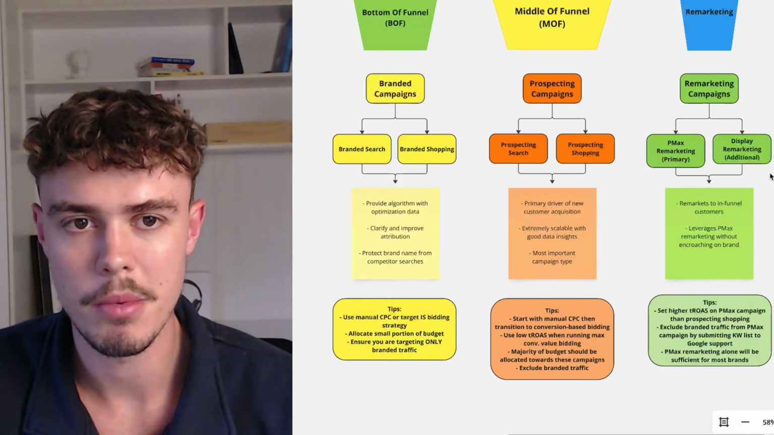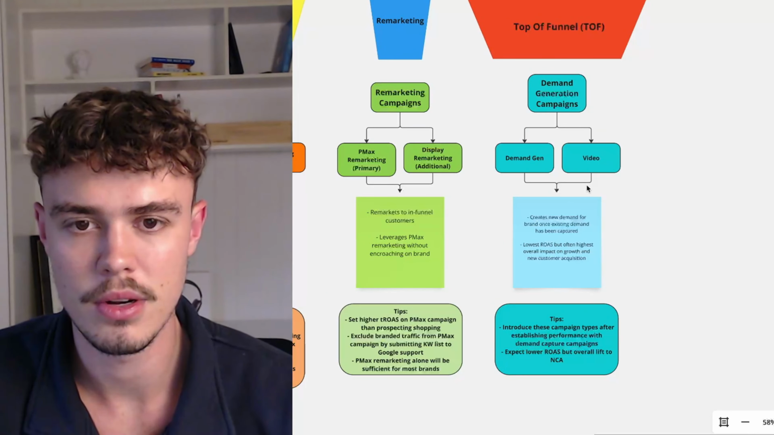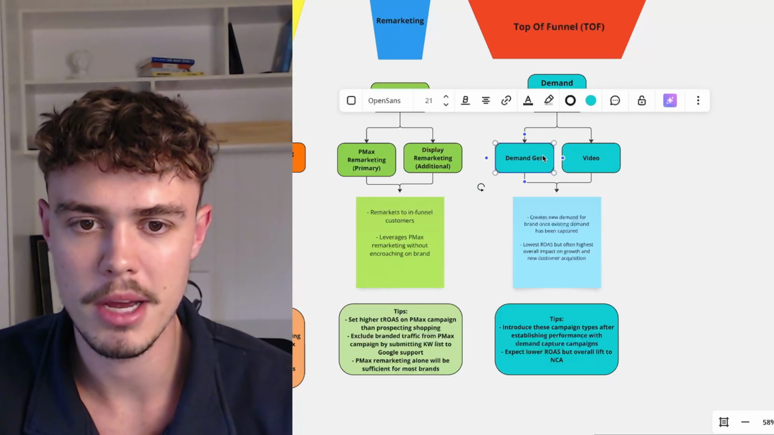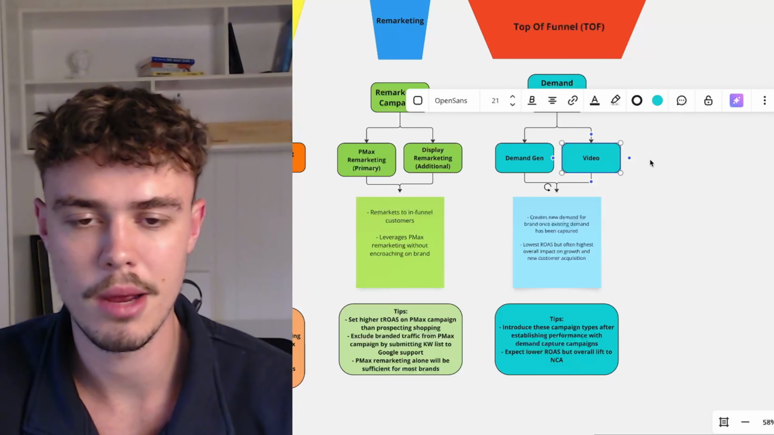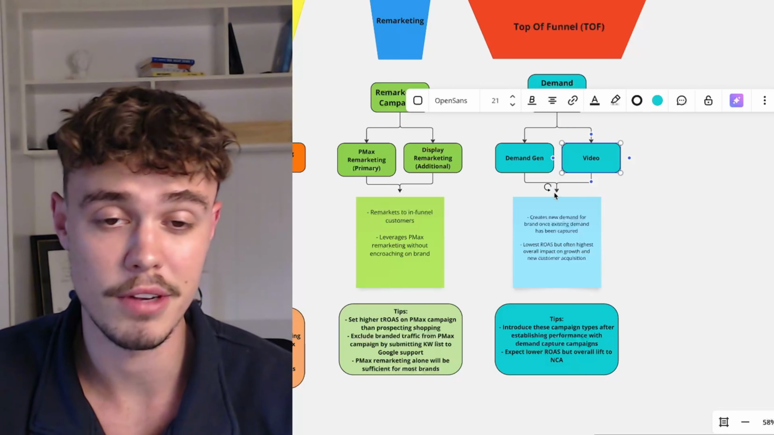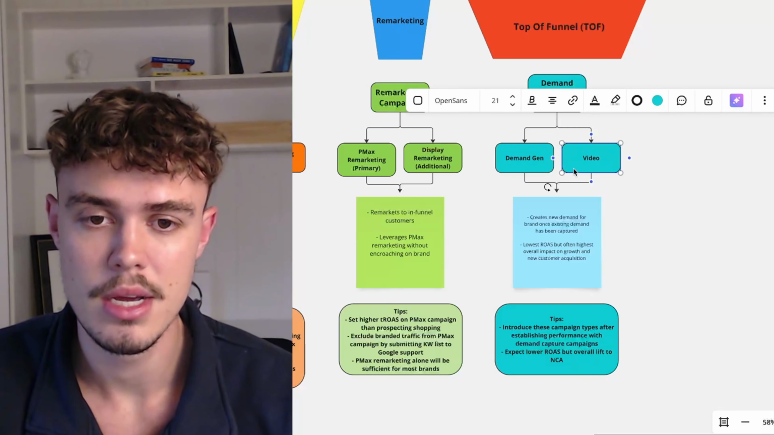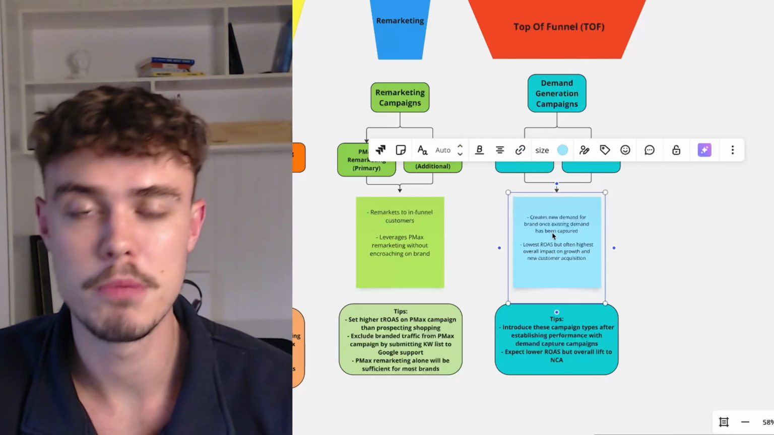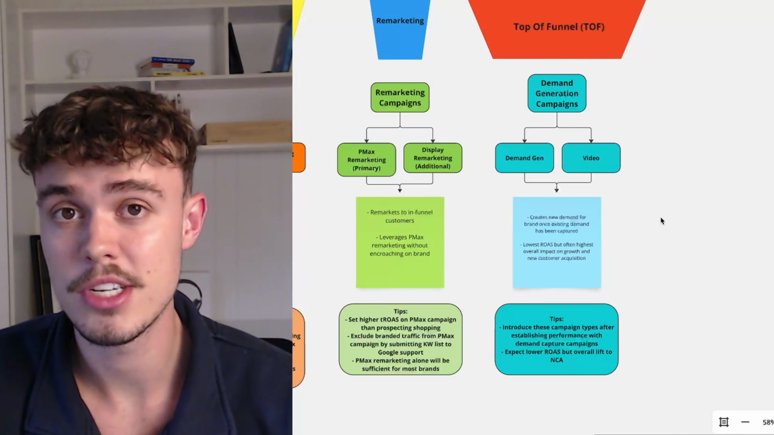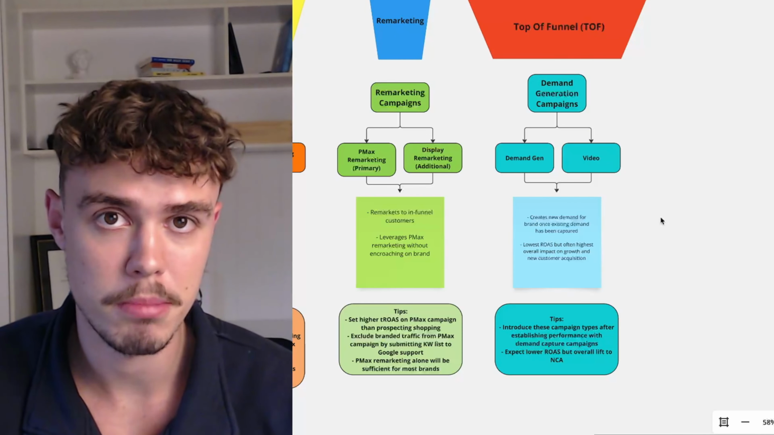So when we come over here to our top of funnel campaigns, we can see we got demand gen and video, right? I still like to use video campaigns. Google's going to be sunsetting the video campaign sometime early this year. So we'll have to use demand gen at some point, but for now I find video works better. This is basically just running ads on YouTube, very similar to Meta. It's the closest you can get to Meta on Google.